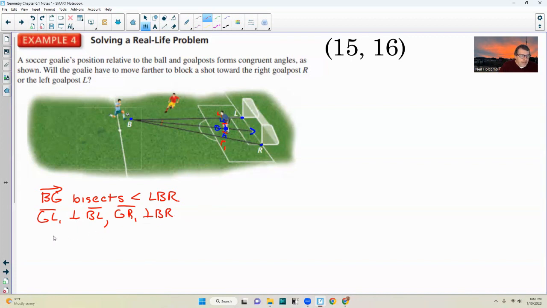So that means segment GL sub 1 is congruent to segment GR sub 1 by the angle bisector theorem. So GL sub 1 is congruent to GR sub 1. In other words, moving to the left is the same distance as moving to the right. So will the goalie have to move farther to block the shot towards the right goalpost or the left? The answer is neither. He's the same distance either way. So if the goalie's centered like that, diving to the right or diving to the left would be the same distance to stop the ball. Okay, so now you should be able to do problem numbers 15 and 16 in your problem set.